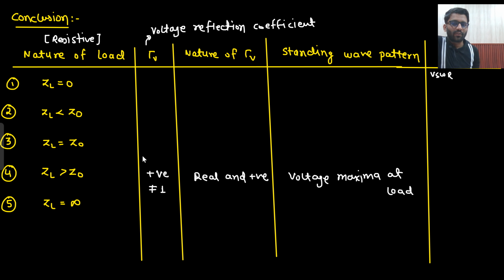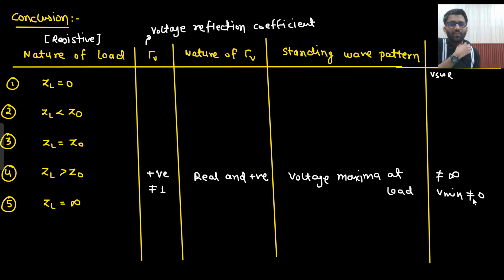This voltage reflection coefficient was not equal to 1 here. That means certainly your VSWR will not be equal to infinity. That means your V minima will not be equal to 0. Is it correct or not? It would be some finite value. Your standing wave ratio S will be some finite value. If it is some finite value, that means certainly your V minimum cannot be equal to 0.